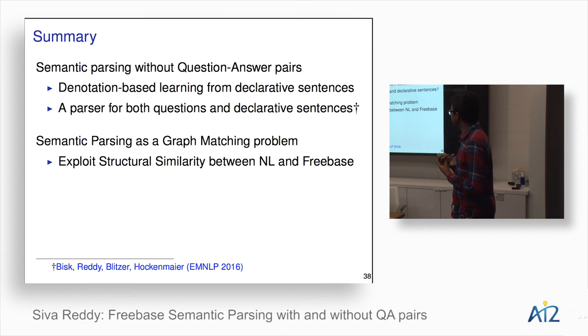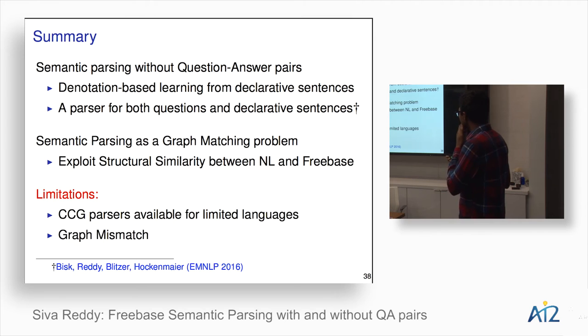So in summary, what I presented here is a method for semantic parsing without using any question answer pairs. And one thing that's very different from existing work is that we could parse both questions and also declarative sentences. It's not just questions. All the semantic parsing literature just focuses on questions. But there was one major limitation which we wanted to address: CCG parsers were available only for English and not for many languages.